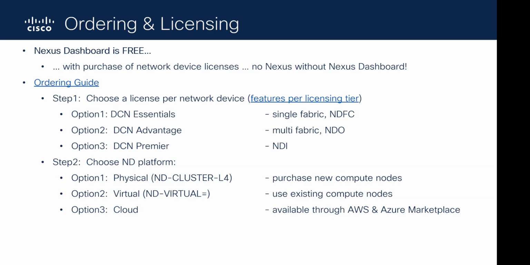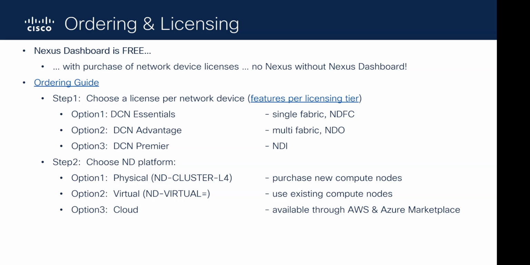Option 2 is ND-virtual, and this is essentially what you would use from a SKU perspective if you were going to deploy software on top of virtual machines. And then there's also a cloud option that allows you to deploy through AWS or Azure Marketplace.